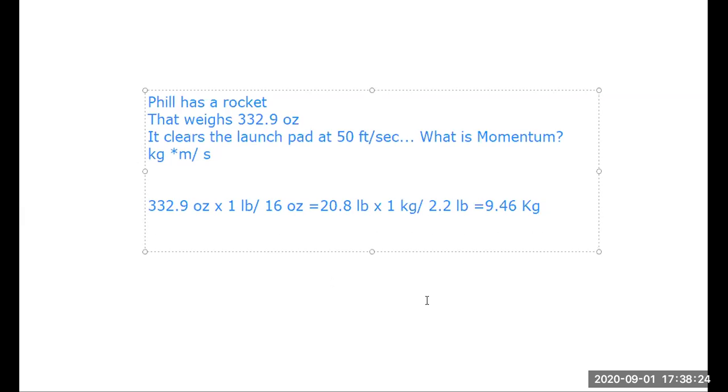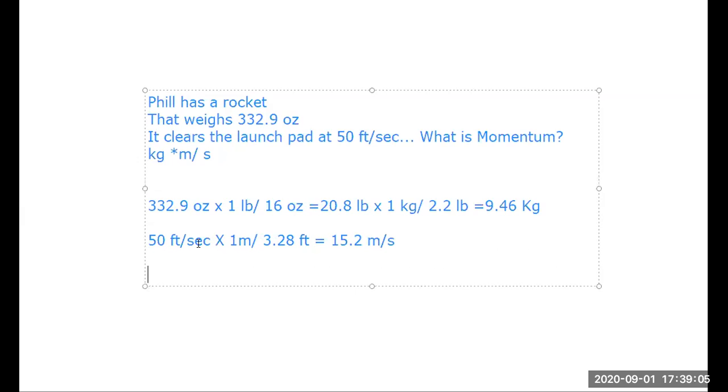So the next part, I have 50 feet per second. The per second part is actually not going to change. It's the 50 feet that I'm actually worried about here. So I'm going to do 50 feet per second. And I'm going to multiply that by 1 meter is 3.28 feet. So this is going to give me 15.2 meters per second.